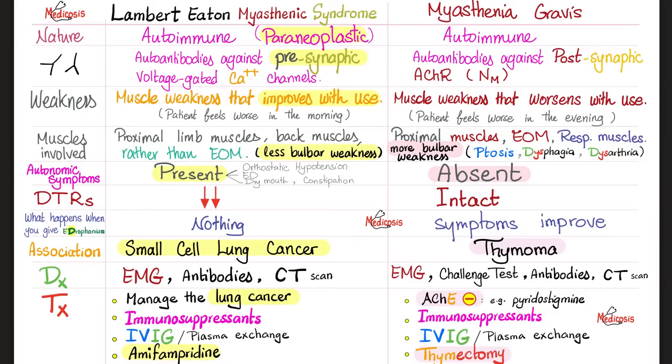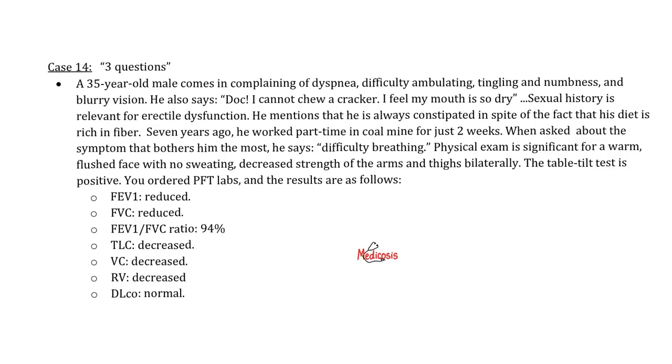Treatment of Lambert-Eaton is to manage the lung cancer, immunosuppressants, IVIG, plasma exchange, and amifampridine. But for myasthenia, acetylcholinesterase inhibitor, pyridostigmine, immunosuppressants, IVIG, plasma exchange, and remove the thymoma. Now let's answer the question of the previous video.